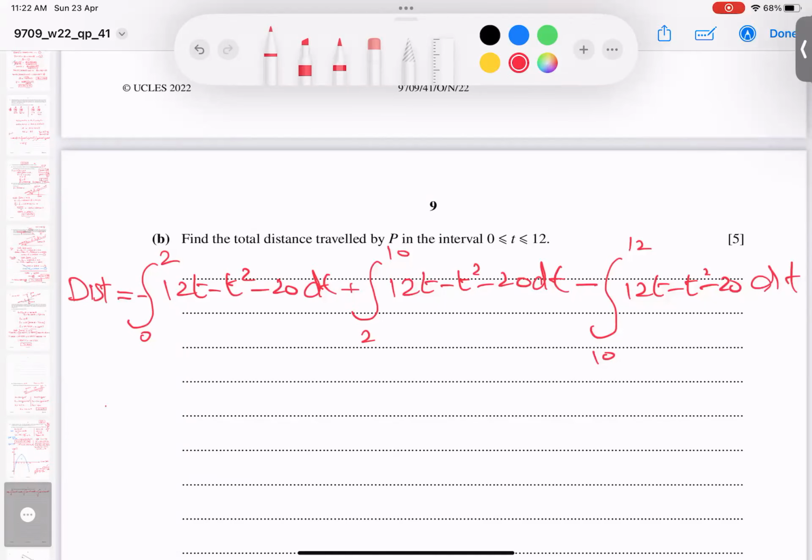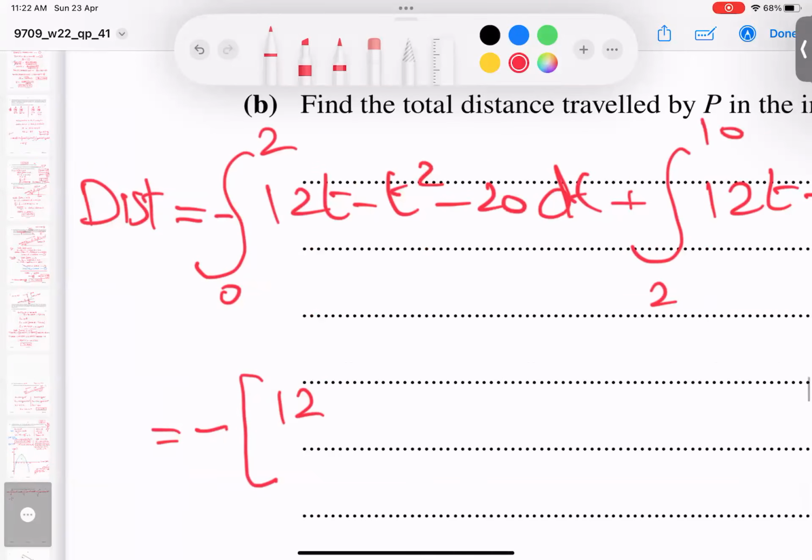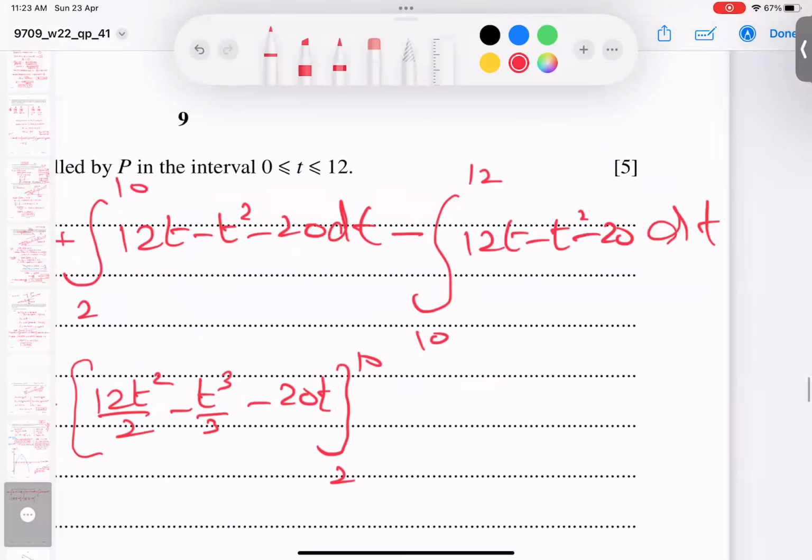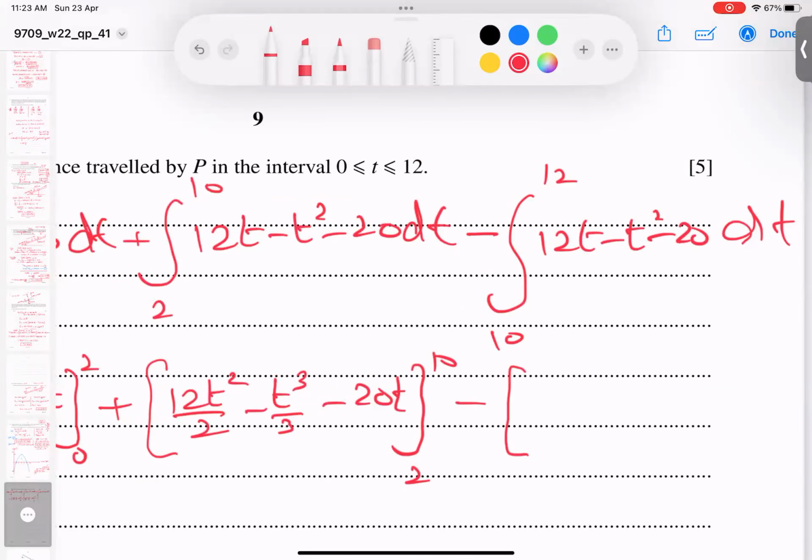When I'm applying the formula, what is this integration? Increase the power by 1, divided by the same, and minus 20t, with limits 0 to 2. Same story here: increase the power by 1, and I think you understand what I'm doing, but the limit is 2 to 10. And the last one is 12t squared by 2 minus t cubed by 3 and minus 20t, with limit 10 to 12.